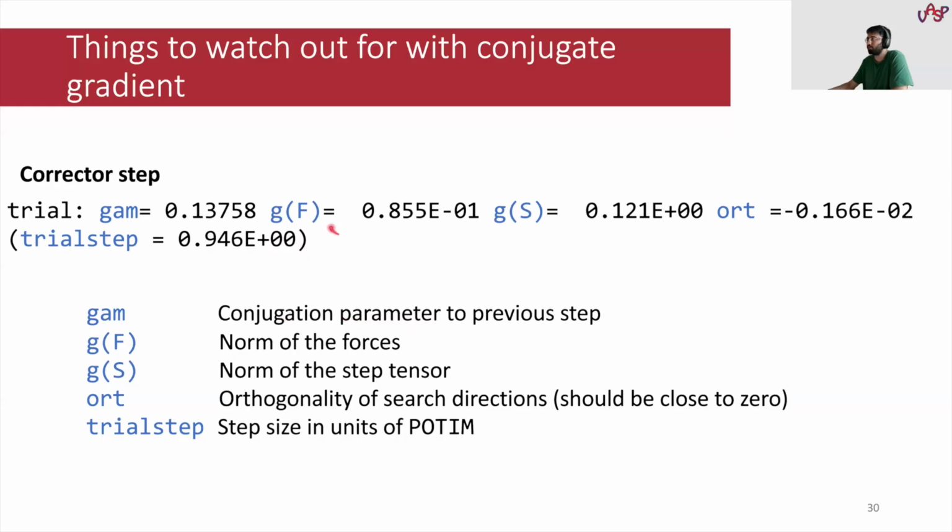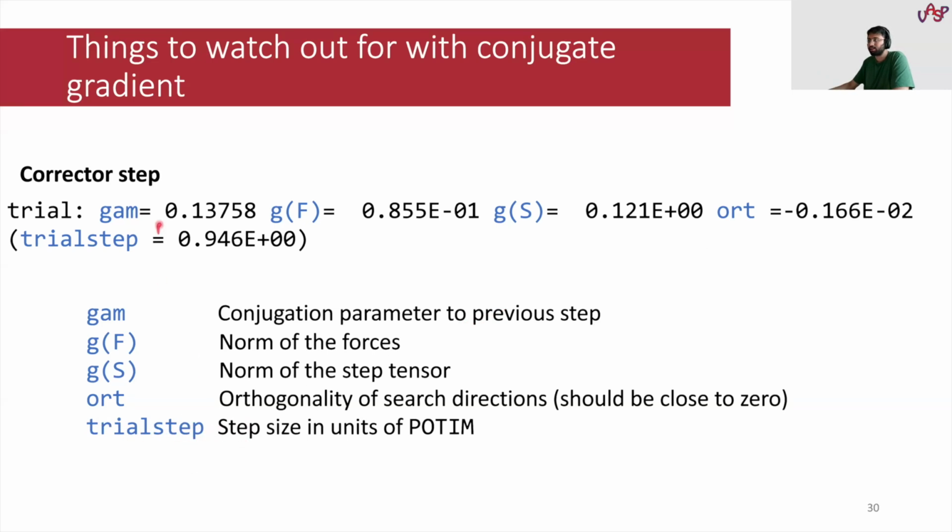GFGS are the norm of the force and stress. And ORT, I guess, is the orthogonal, to determine how orthogonal the different search directions are. Ideally, you want this number to be very small as compared to this and this. And if it is, it's making good progress. Your algorithm is going well because your search directions are truly orthogonal. And again, this is something to keep in mind for the other algorithms.